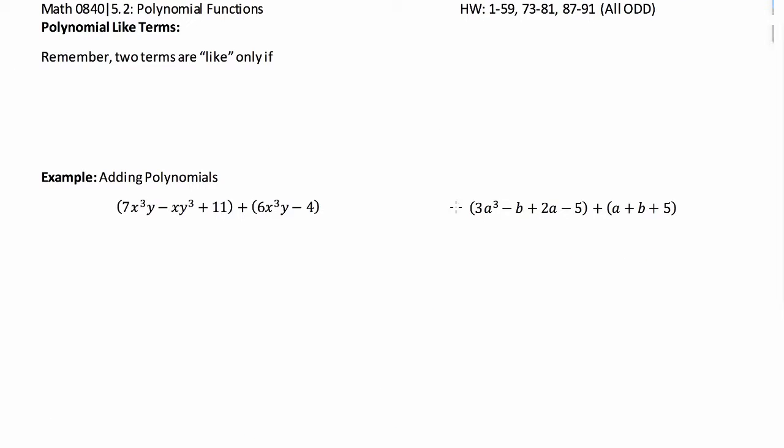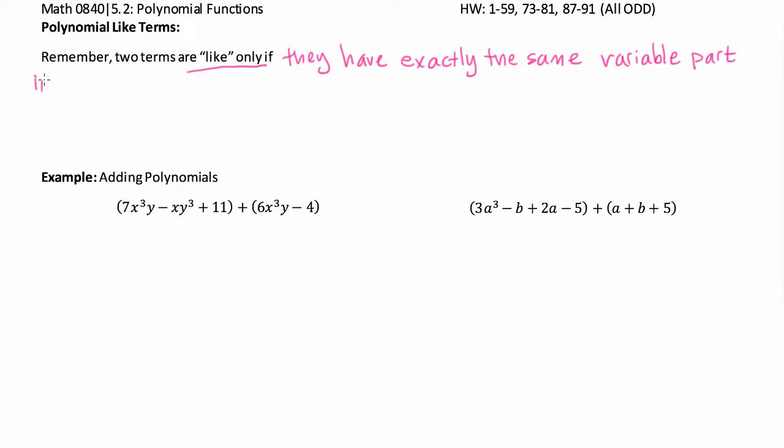Okay, one more thing in 5.2, and that is this big idea, polynomial-like terms. So we talked about like terms a little bit before. Two terms are like only if they have exactly the same variable part, including powers.